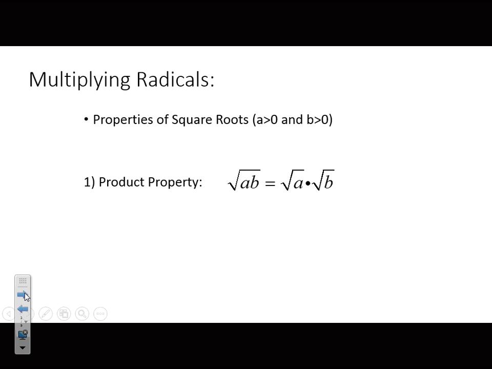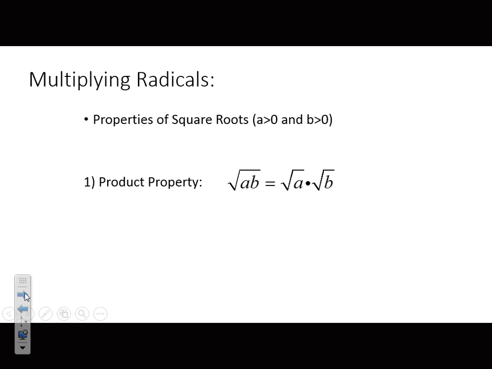Please make sure you write this down, okay? Every slide today you need to make sure you write down. Multiplying radicals. Okay, properties of square roots. You need to make sure that all of whatever is underneath your square root is greater than 0. Okay, it has to be 0 or higher.